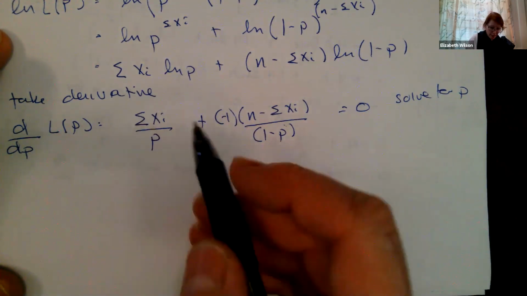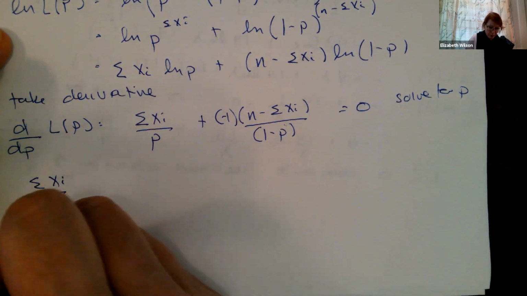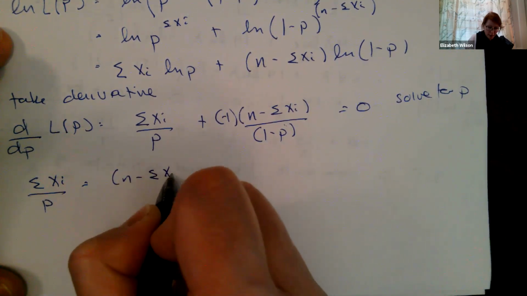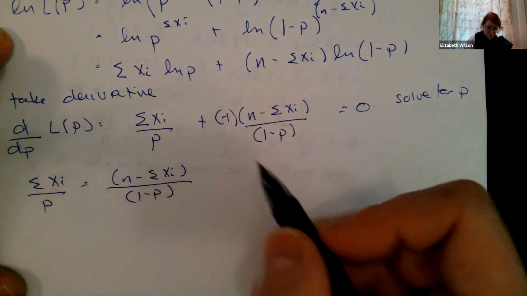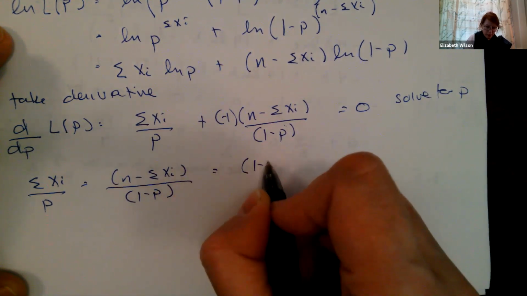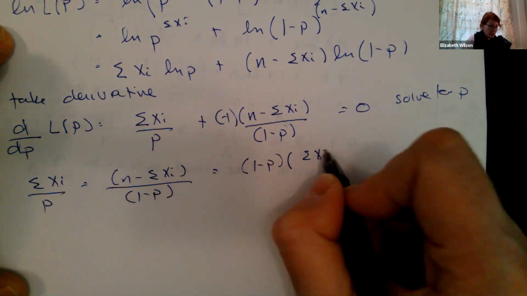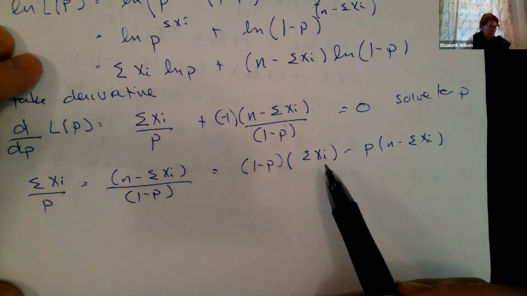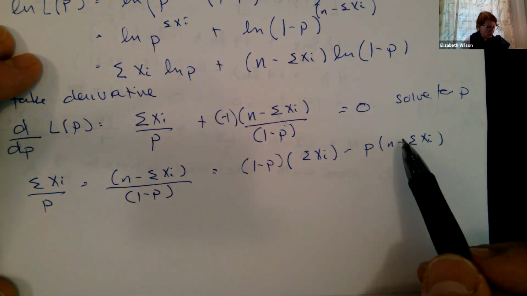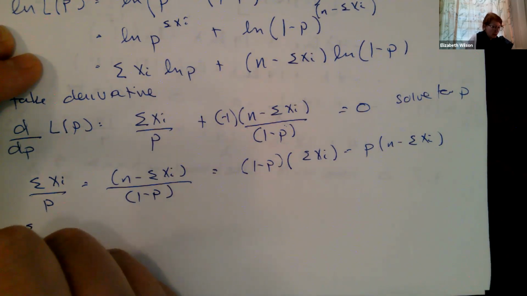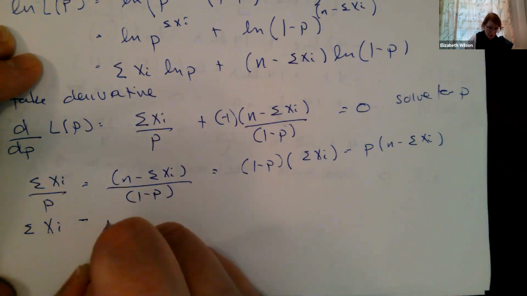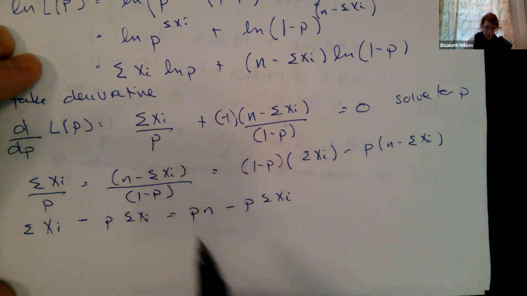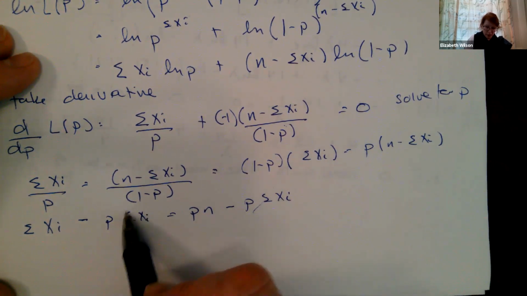Okay, so now I'm going to set these up. So this is the sum of x sub i over p. This is a negative, so I'm going to add it to both sides. So I get n minus the sum of x sub i over 1 minus p. I can cross multiply. So I get (1 minus p) times the sum of x sub i equals p times (n minus the sum of x sub i). All I did was cross multiply to get to this spot right here. Then I distribute things out. So I get the sum of x sub i minus p times the sum of x sub i equals p times n minus p times the sum of x sub i. I've got the same term on both sides, so these are going to cancel here.